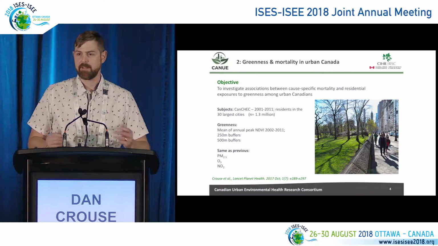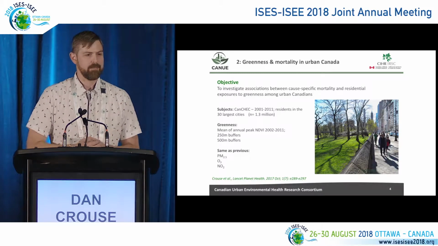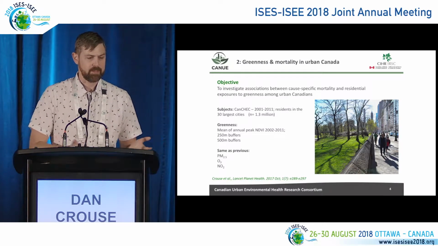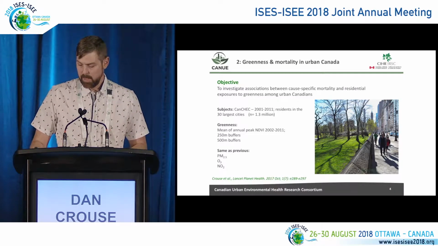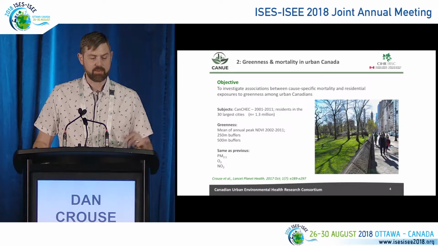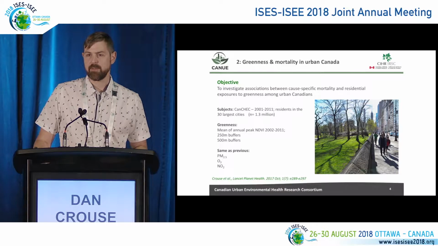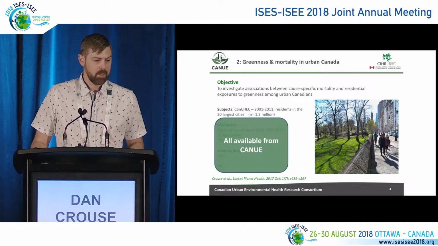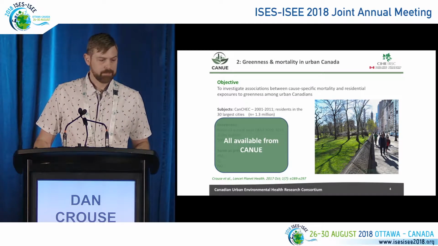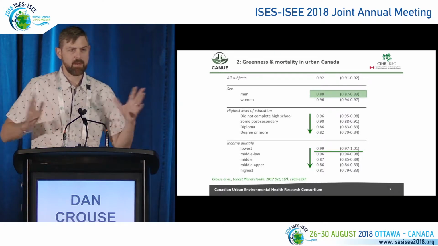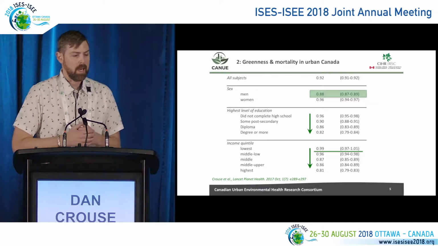This study also predated CNU, so I had to compile these and assign them to the postal codes myself, but now Evan and the team have assigned multiple different measures of greenness at different buffer sizes and so on that are available. I also adjusted the models for potential confounding by those same other pollutants that I mentioned in the previous study. Once again, all the data that we used in this study are now available through CNU. Again, I'm not going to go into all the details of the study. These are just some of the results that I think are among the more interesting ones.